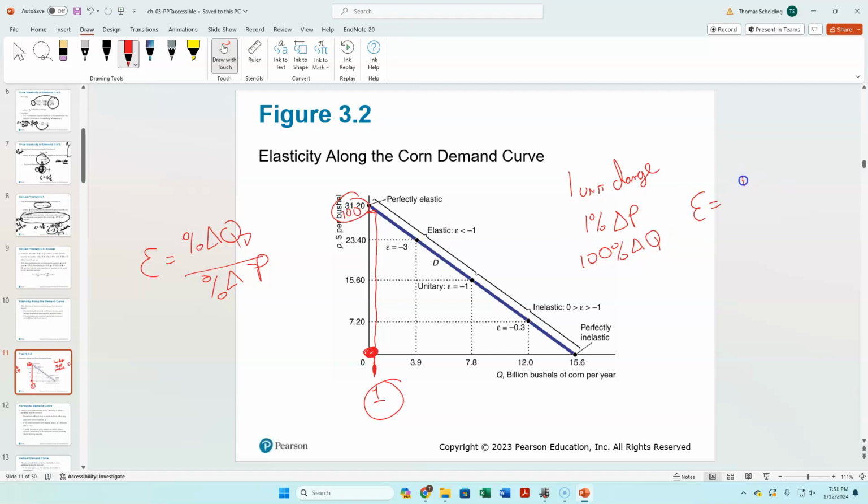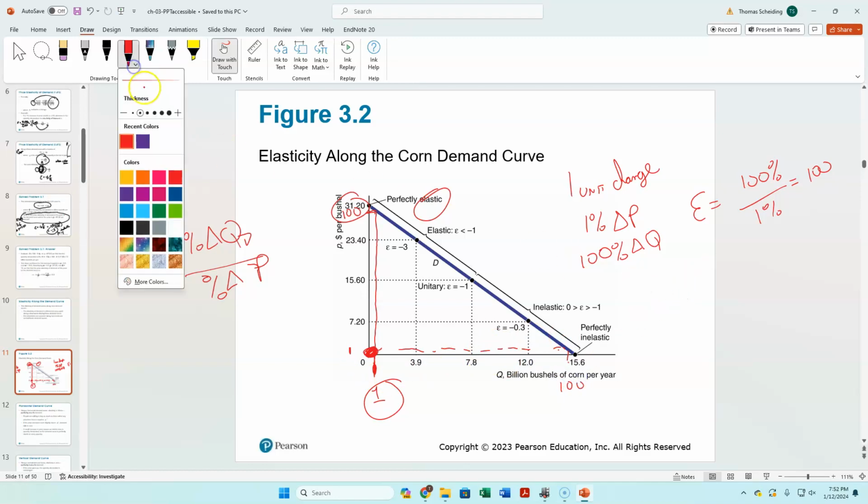Which would mean that in elasticity terms, I'd have 100% change in the quantity demanded over 1% change in the price, which would be a really big number, right? Where we've got it being incredibly elastic. And then the opposite would be true here, right? Way down here, again, let's say that that's now 1 and this is now 100.